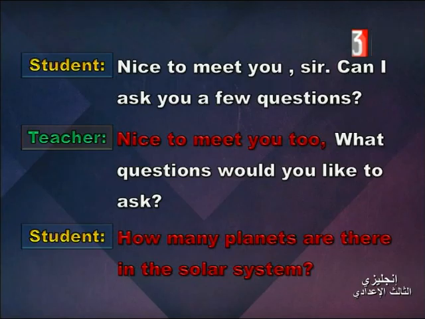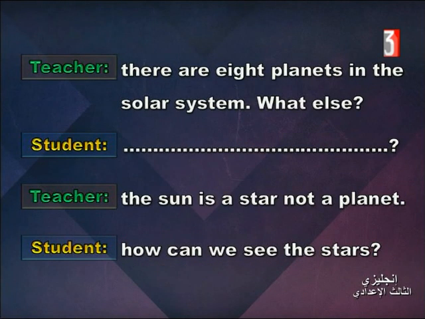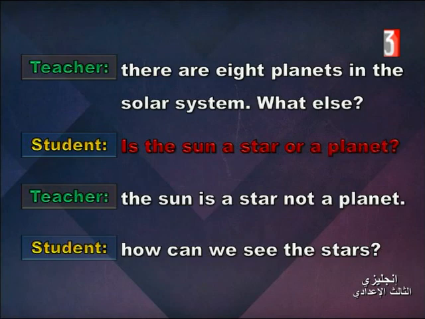Why should I use how many? Because in this sentence there are 8 planets. He answers with a number. He is talking about a number, children. So the words are how many. Okay, another question from the student, and the teacher says, "The sun is a star, not a planet." Here the teacher explained that the sun is not considered a planet. So the question is: is the sun a star or a planet? The teacher said the sun is a star, not a planet.